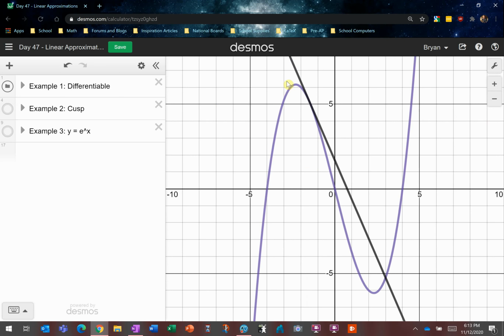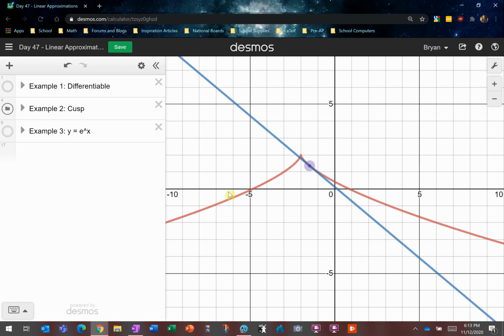Okay. Notice this is still a tangent line even though it crosses through somewhere else, because we built the tangent line based on the slope over here. It doesn't matter if it touches other pieces. Let's look at that cusp.